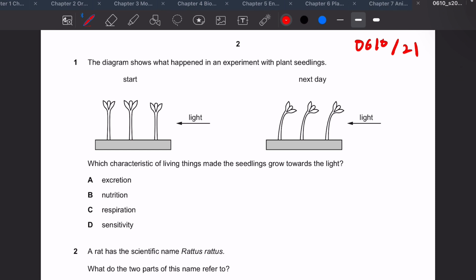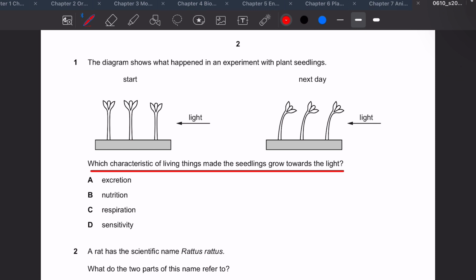So let's have a look at the first one. The diagram shows what happened in an experiment with plant seedlings. Which characteristic of living things made the seedlings grow towards the light? This question, since it's number one, the topic is going to be the very first topic, called characteristics of the organisms.